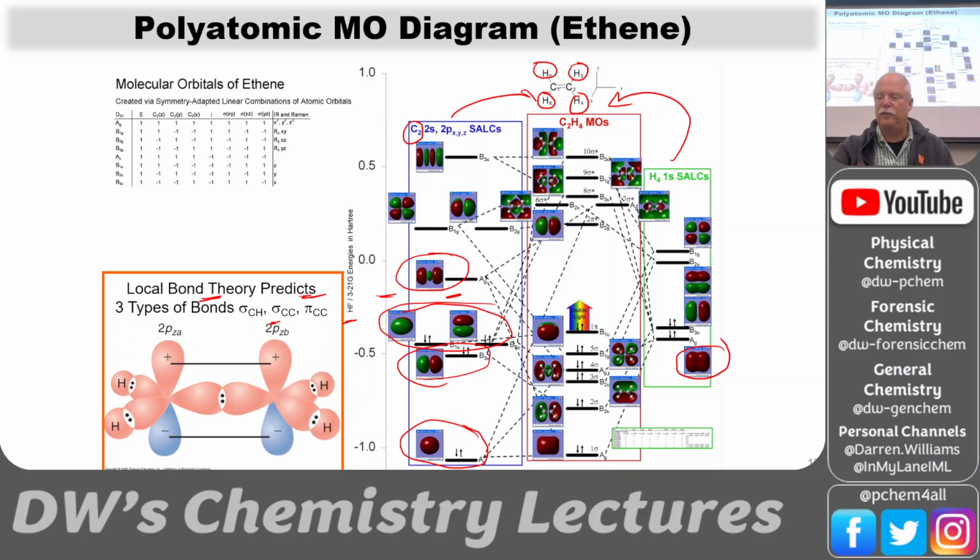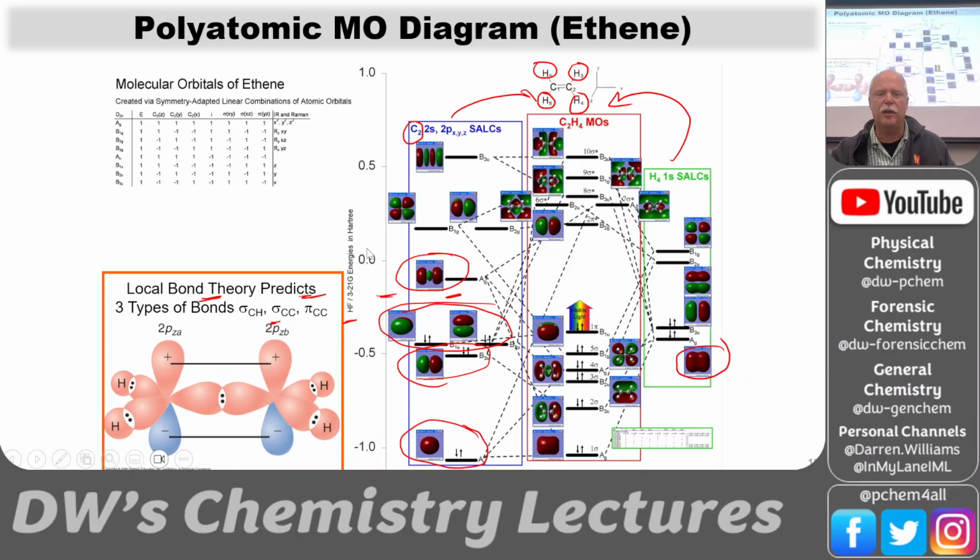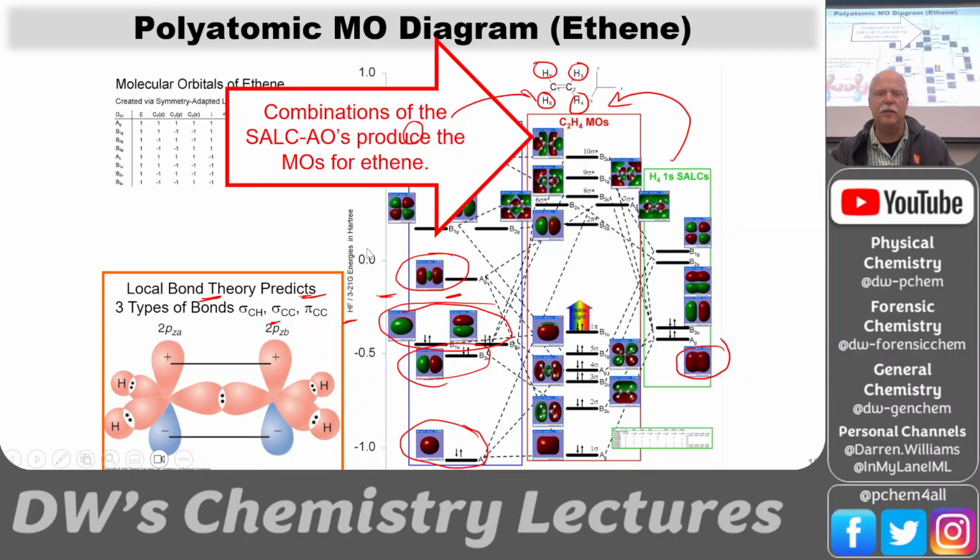And so it does look confusing, but there's a poster out here in the hallway that I made up and printed out, and so you can go up there and look at all the fine print. It's also available on Blackboard. So let's zoom in. So this is the projection operator SALC-AOs for carbon-carbon. And then we make these things in the middle. So they produce these MOs for ethene.